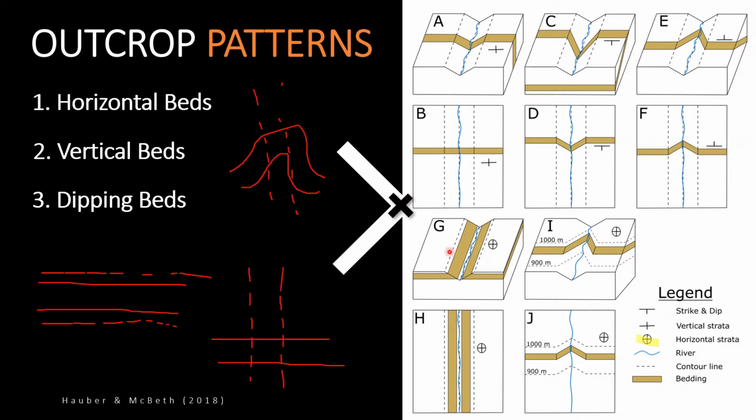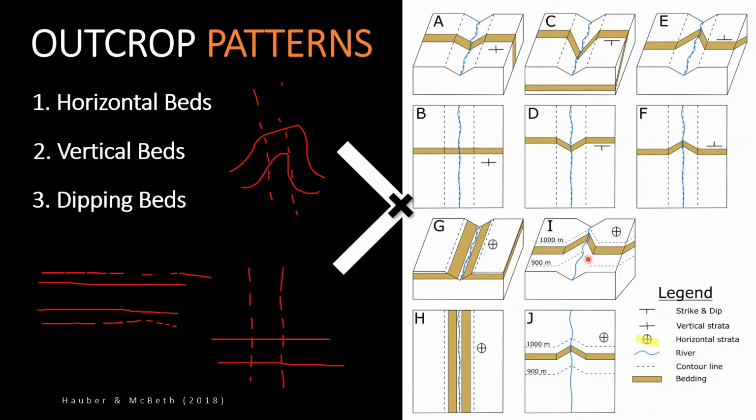On G and H and also I and J, it represents a horizontal strata or horizontal bed. It makes sense, right? Because as you can see, the outcrop shapes are straight and they follow the contours, as what we defined earlier. So it is a horizontal bed.